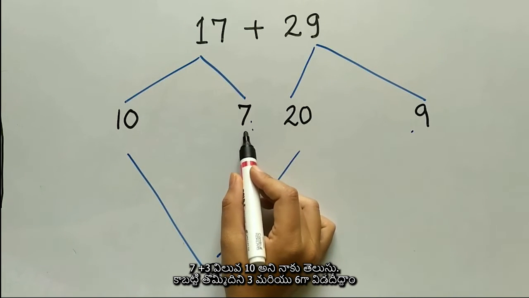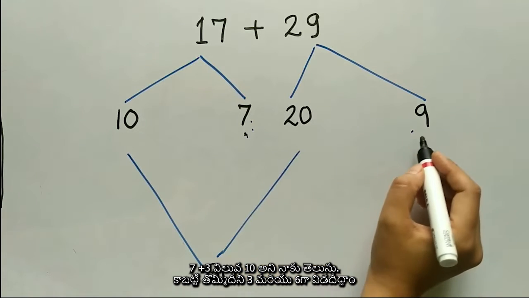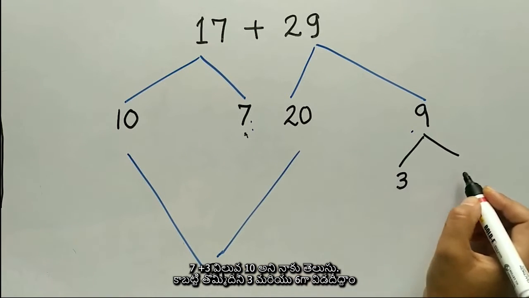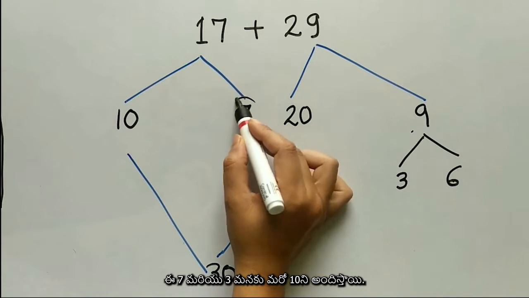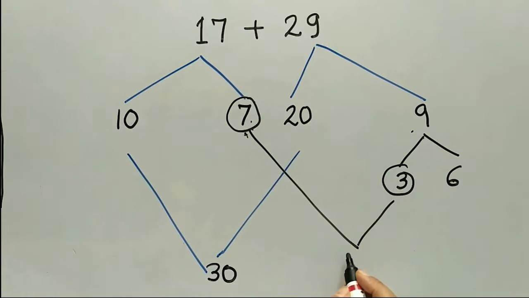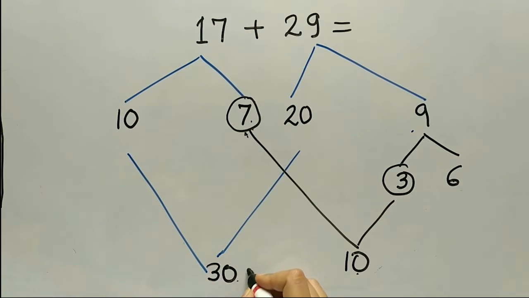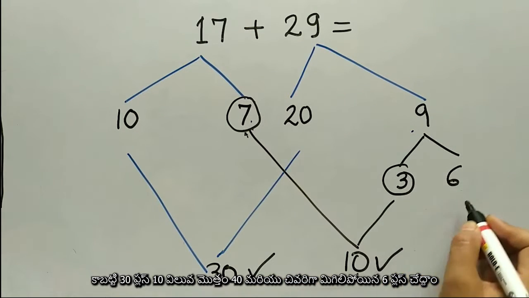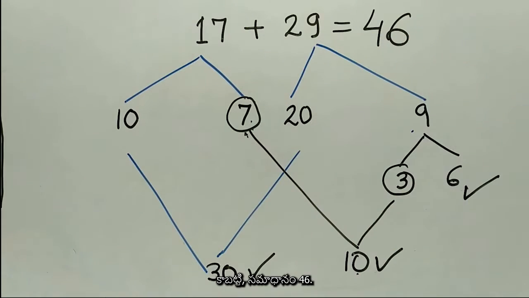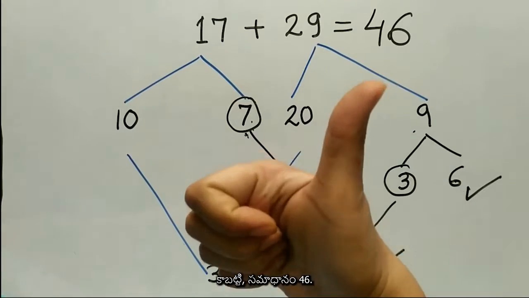I know. 7 plus 3 is 10. So let's break 9 as 3 and 6. This 7 and 3 give us another 10. We already had 30. So 30 plus 10 is 40. And plus the leftover 6, the answer is 46.